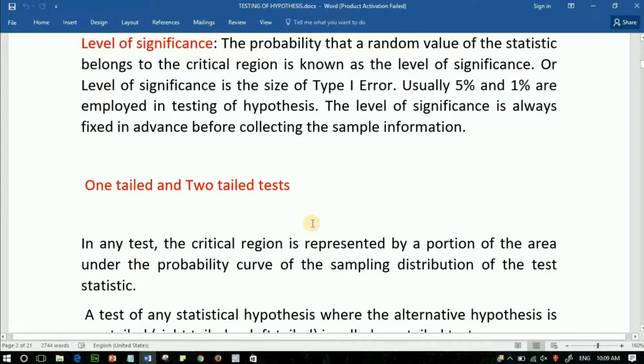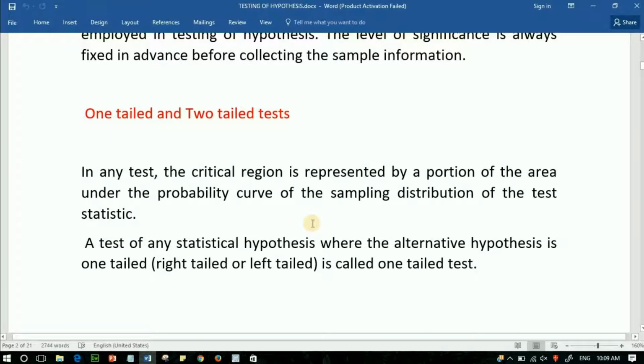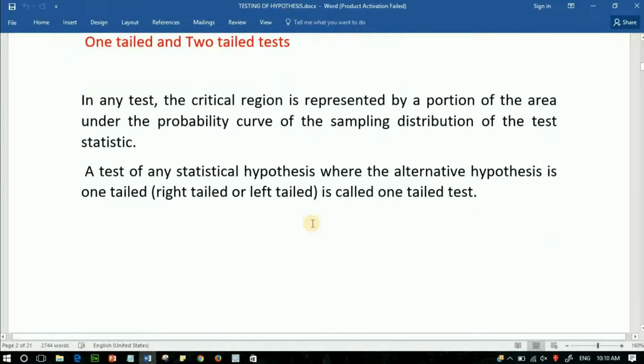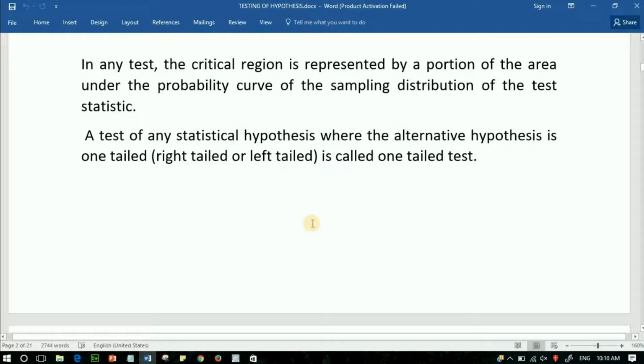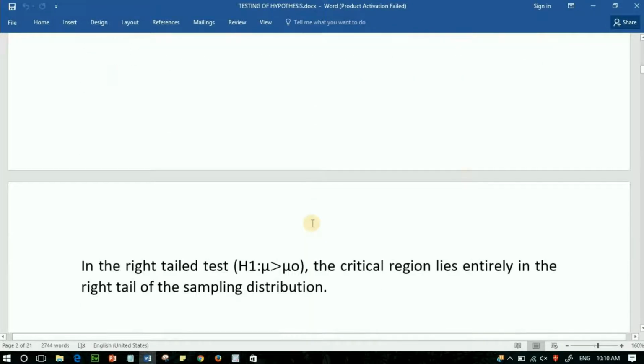Then one-tailed and two-tailed test. In any test, the critical region is represented by a portion of the area under the probability curve of the sampling distribution of the test statistic. A test of any statistical hypothesis where the alternative hypothesis is one-tailed is called one-tailed test. One-tailed means it may be either right-tailed or left-tailed.